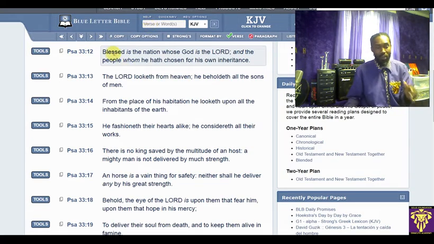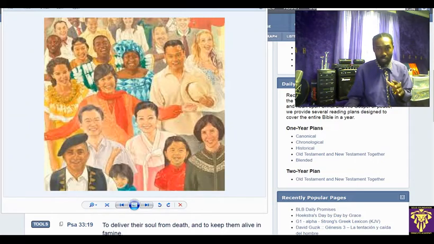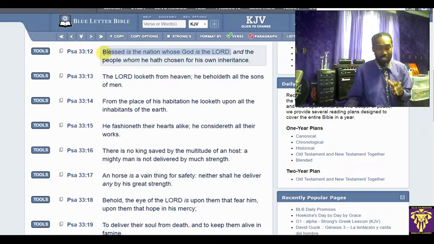Psalms 33, verse 12. Blessed is the nation who God is the Lord. And that nation is, out of all these nations of people of today, out of all these different nationalities of people, that nation will be number one, the Israelites, guys. The blacks, Hispanics, and Native Americans. So blessed is the nation whose God is the Lord, whose God is the master, whose God is the chaperone, whose God is the director, and the people whom he had chosen for his own inheritance.